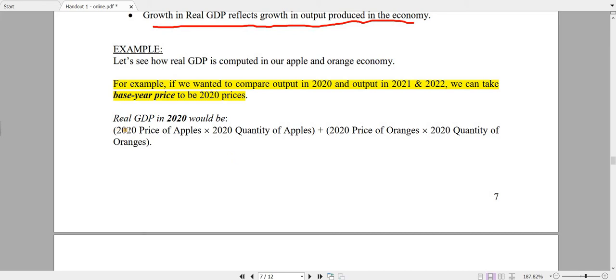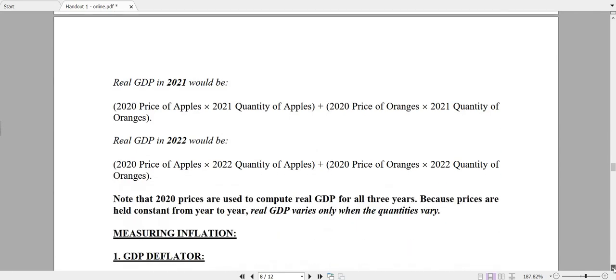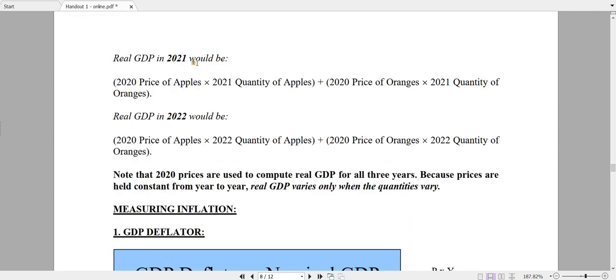Had I calculated the nominal GDP for 2020, I would have used the same calculations. So for the base year, real GDP is always equal to the nominal GDP. Now, things become more interesting when we move to other years. Now, let's calculate the real GDP for the year 2021.